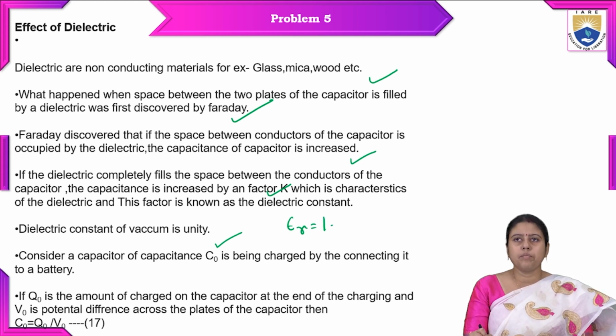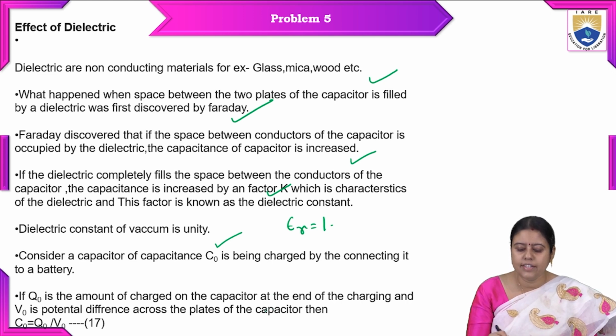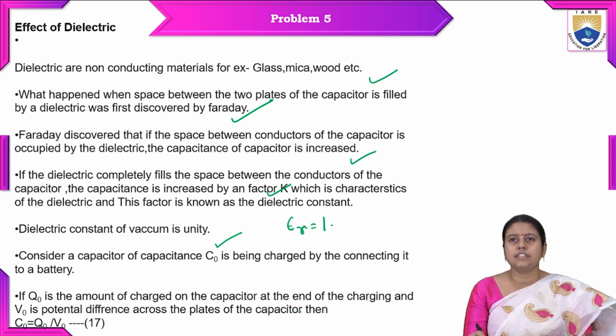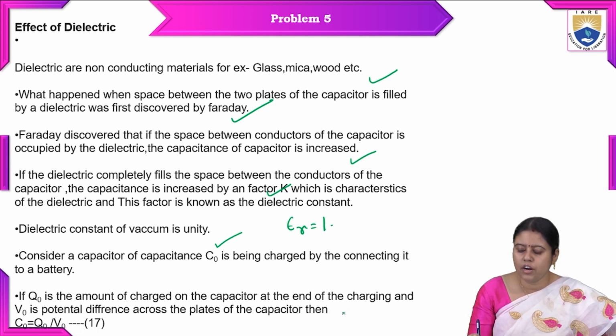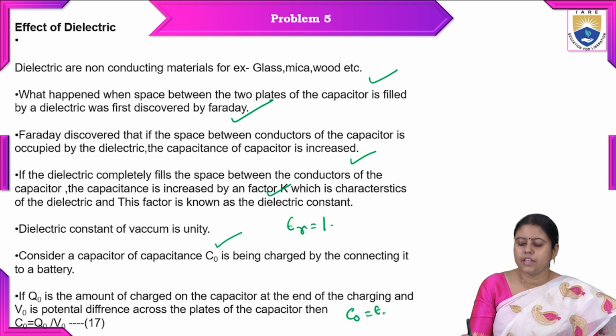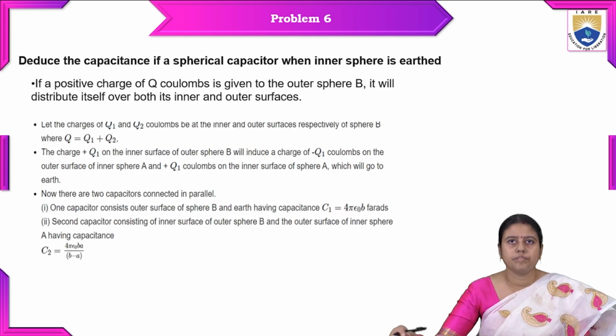Consider a capacitor with capacitance connected to a battery. If Q naught is the charge of the capacitor, then C naught is equal to Q naught by V naught, and C naught is equal to epsilon A by D. So this is the effect on the capacitance of a capacitor.